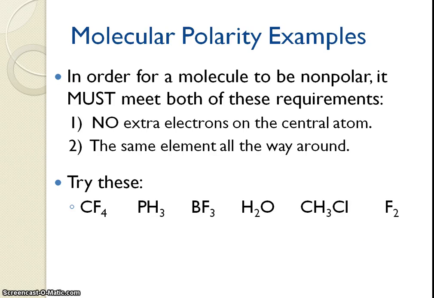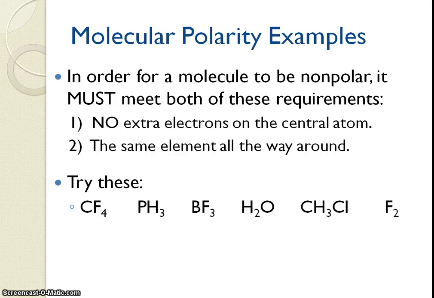So hopefully you drew out those molecules, and what you should see in the first one is carbon that has a single bond to 4 fluorines. So the first thing is look at your carbon, and since there are no extra electrons on it, that fits the first criteria. Then look at the outside of the molecule, and all you have is fluorine, so it's the same element on the outside of the molecule. So it fits both of those criteria, which means it is nonpolar. You can label that one as nonpolar.